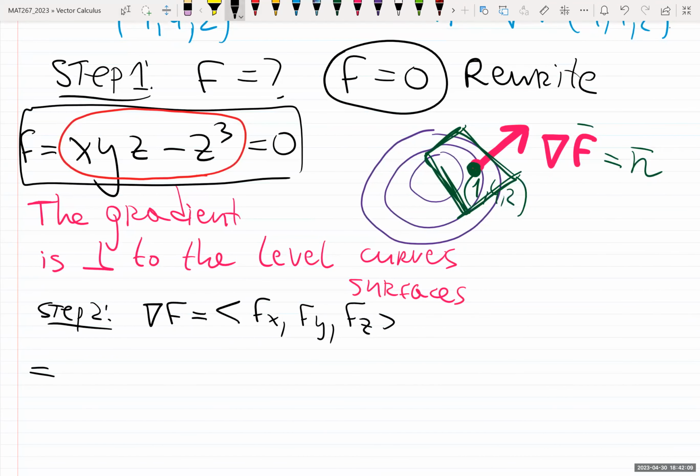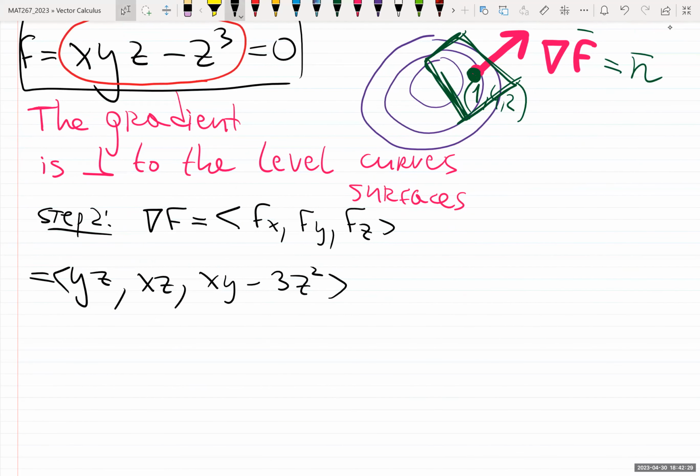I told you. Differentiate f with respect to x. That's going to be yz minus 0. Differentiate f with respect to y: xz minus 0. With respect to z: xy minus 3z squared. See how fast you can do it. Now you plug in the point.